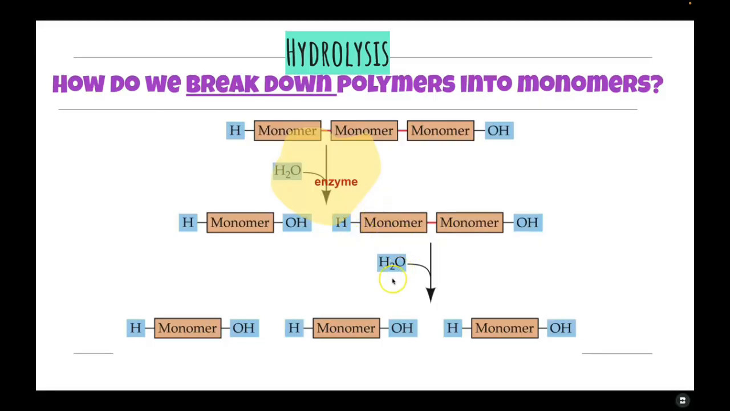Then you're going to continue the process. But before you continue, remember you're breaking down these covalent bonds. So you're going to continue the process until you break down the entire polymer. So here you can see you have single monomers, each with its hydroxyl group and hydrogen. And you no longer have any covalent bonds. You're no longer having any sharing of electrons.